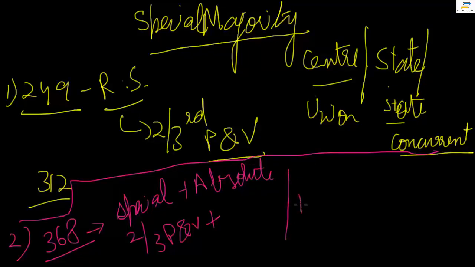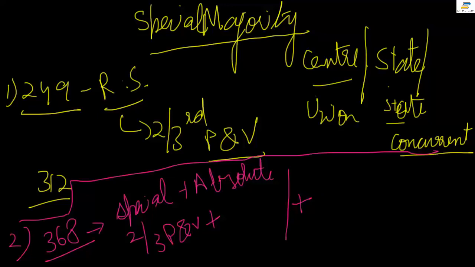Plus there are certain provisions under 368 for which you need more majority, right? And that is, you also need simple majority of at least half of the states of India. So 368 is a case. When we talk about 368, I will talk to you about this special kind of majority, right? Now so these are the basic areas where you need special majority. Where else it is needed, I'll talk about that.